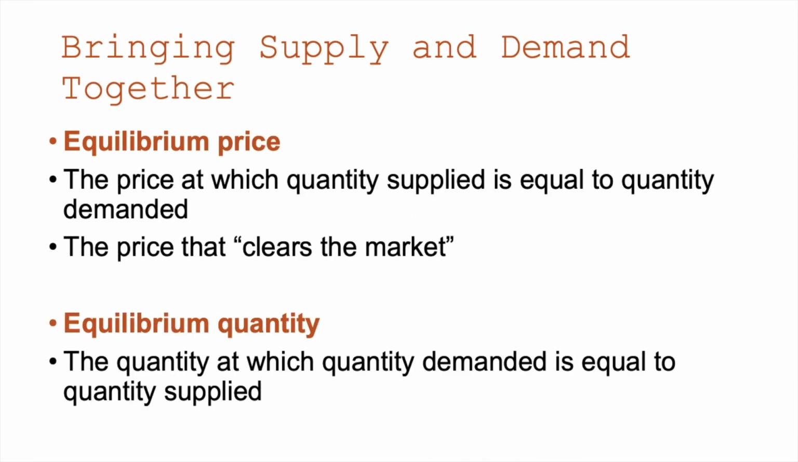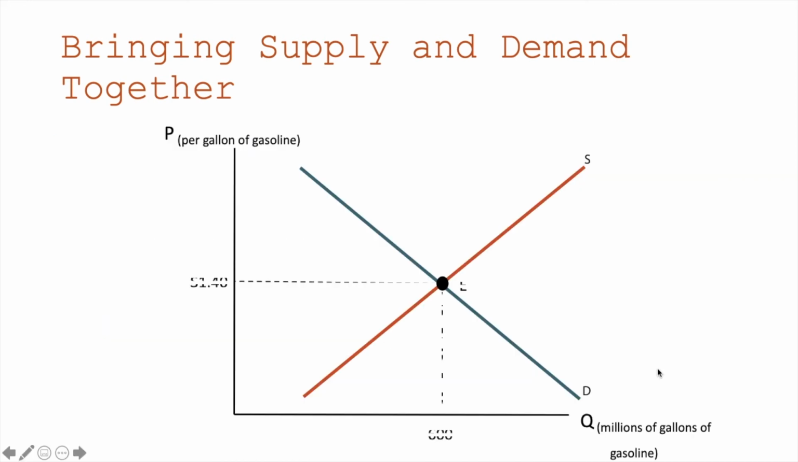So equilibrium price and equilibrium quantity, those are just the corresponding points on the graph that match up to that intersection point of the supply and demand curve. We'll look at an example here in a minute. Sometimes the equilibrium price is called the market clearing price. And the quantity is going to be that point that corresponds to the point on the supply curve and the demand curve. So the quantity demanded and quantity supplied are the same.